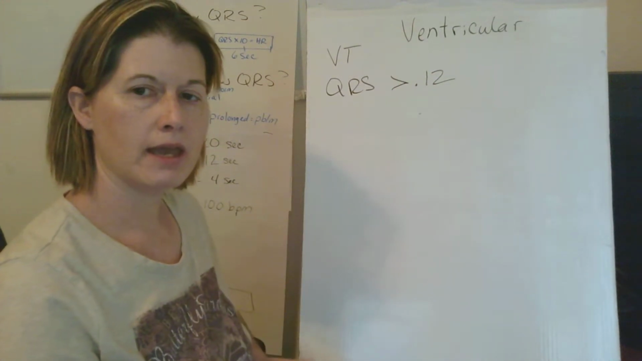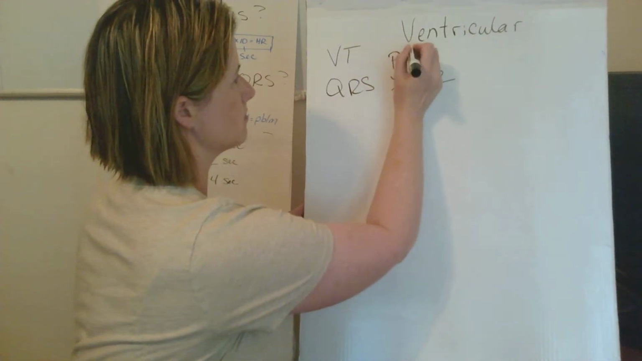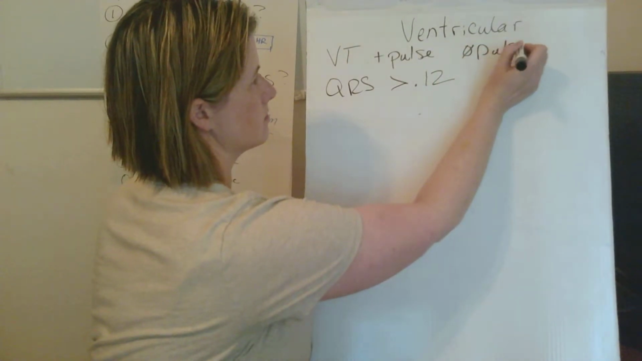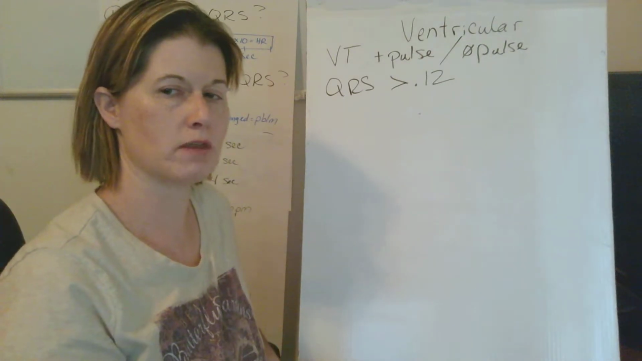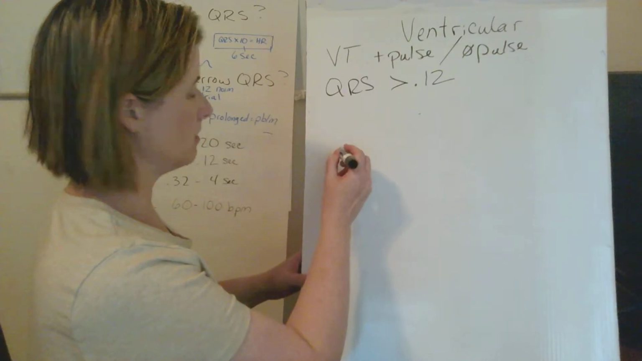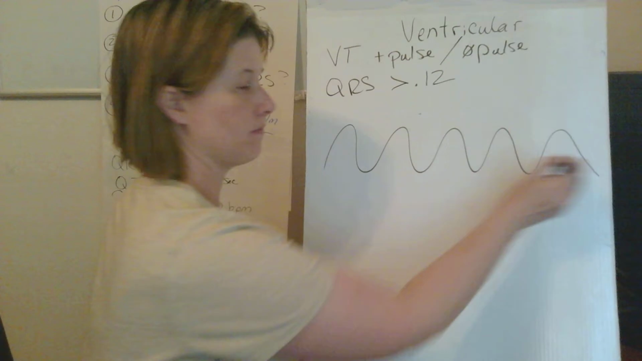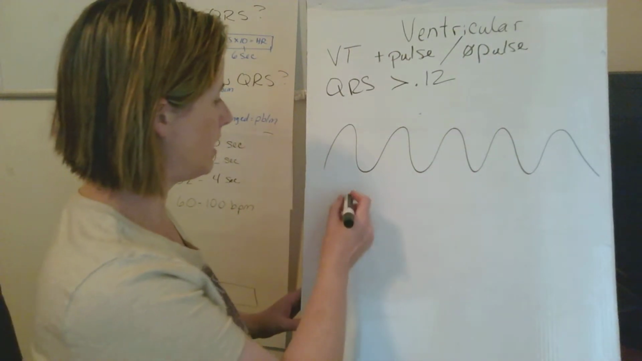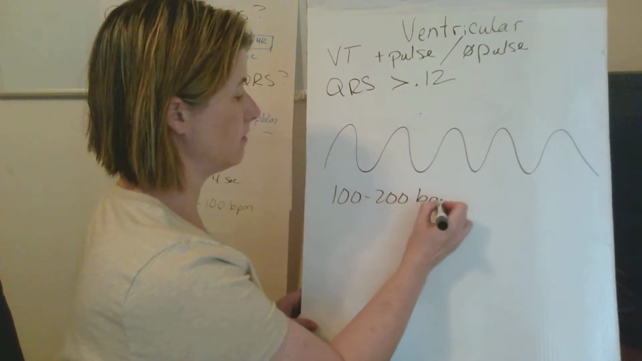All right. And V-Tach can have either a pulse or no pulse. So we have to remember that you always have to check the pulse when a patient is having V-Tach. And V-Tach usually looks very uniform. Okay, and that's what it looks like. And we're going to have a rate of 100 to 200 beats per minute.